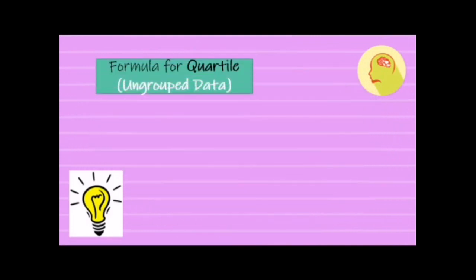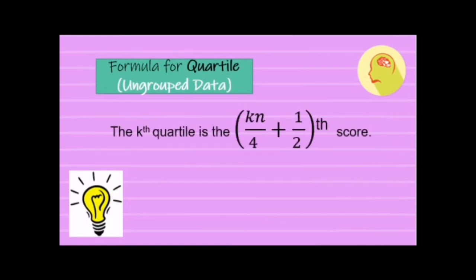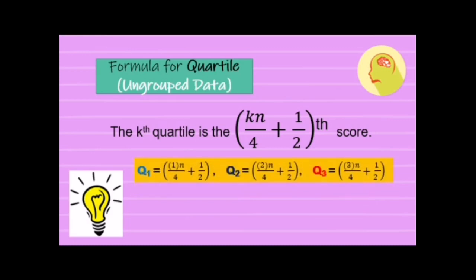So, the formula for the quartile for ungrouped data is this one. The K-th quartile is the (kn over 4 plus 1/2)-th score. So, consider this one. If we're going to find out quartile 1, the formula will be 1 times n over 4 plus 1/2. For quartile 2, 2 times n over 4 plus 1/2. And for quartile 3, 3n over 4 plus 1/2.